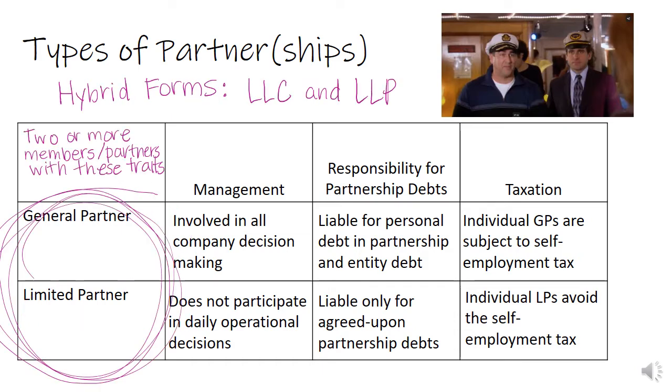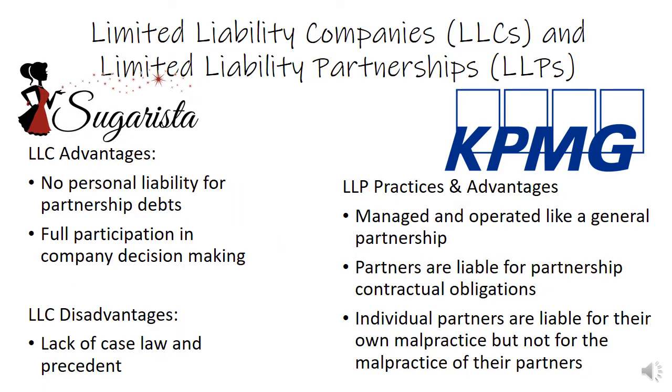A hybrid form exists if two or more members or partners have traits as both general partners and as limited partners. The most common forms are the limited liability company and the limited liability partnership. The two types of hybrid partnerships that the textbook discusses are limited liability companies and limited liability partnerships.